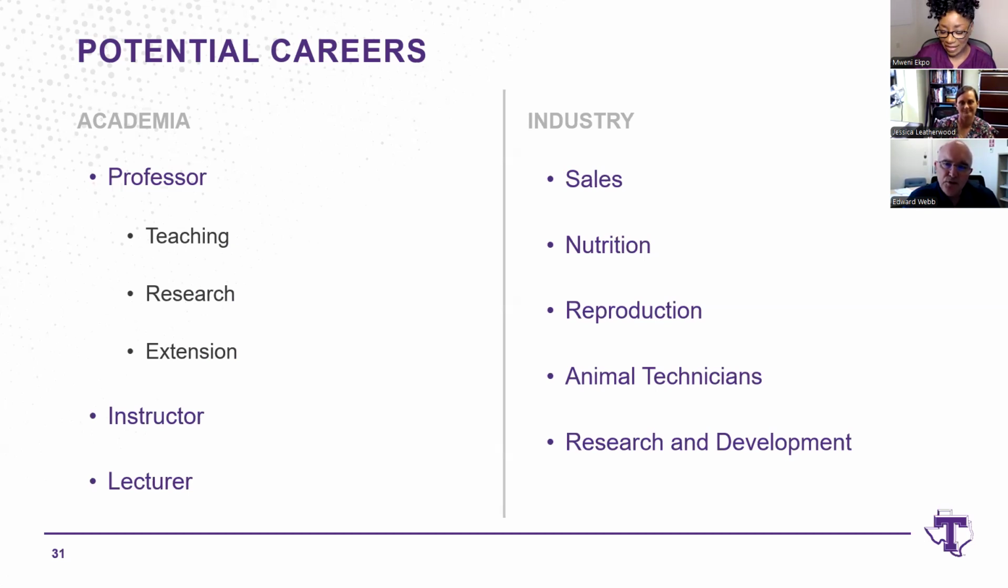In industry, it would be sales, nutrition, reproduction, animal technicians, and research and development. Often a combination of these is important. So it's important to make sure that your basic training is strong and master's level and PhD level training is a huge added advantage in this type of system.